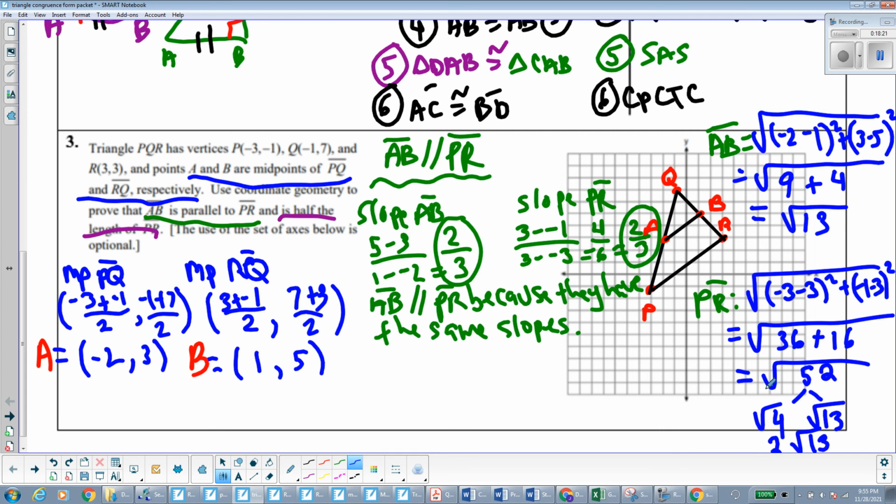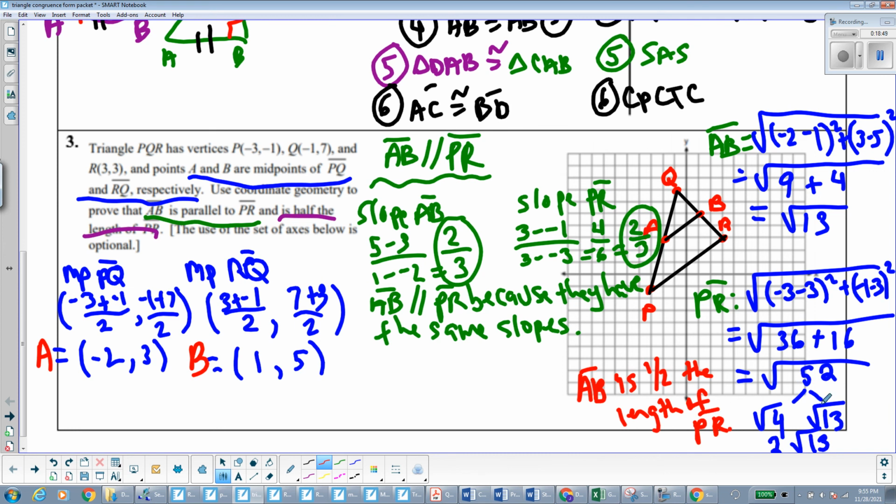But the calculator is an easy way to see that also, especially if you don't remember how to simplify radicals on a test or the Regents exam. So I'm going to put a concluding statement that summarizes what my calculation shows. I'm going to just write here, AB is half the length of PR. And I think that's a pretty good explanation here because my calculations show that for sure.